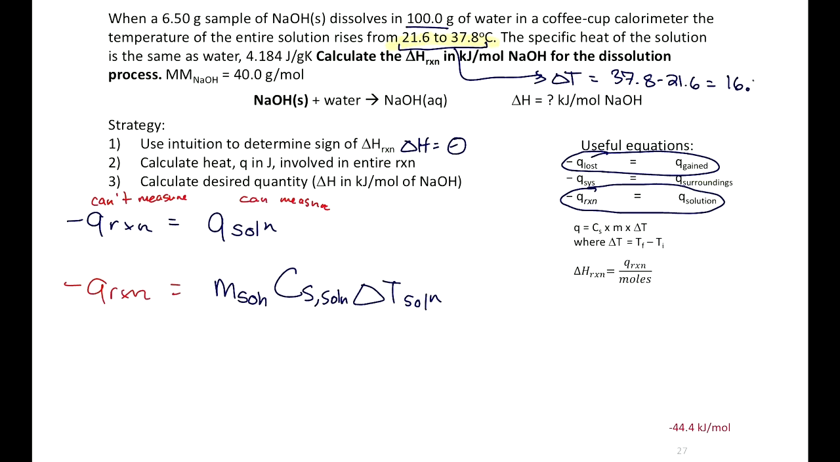16.2, okay, degrees Celsius. That's delta T. Got it. What is the specific heat of the solution? 4 point whatever. They gave it to us. It's the same as water, so it's 4.184. What is the mass of the solution? Be very careful here. What's the mass? Think about what is in your cup.